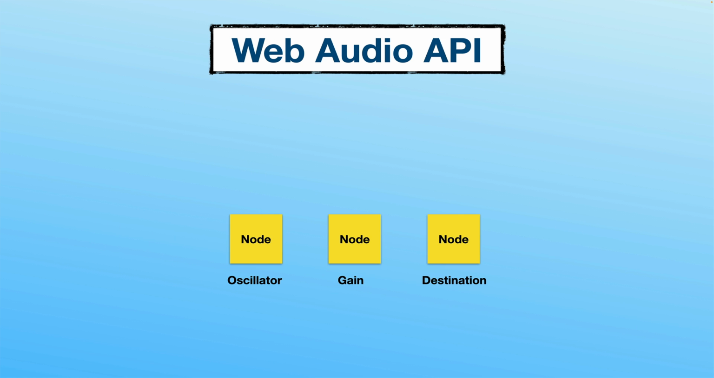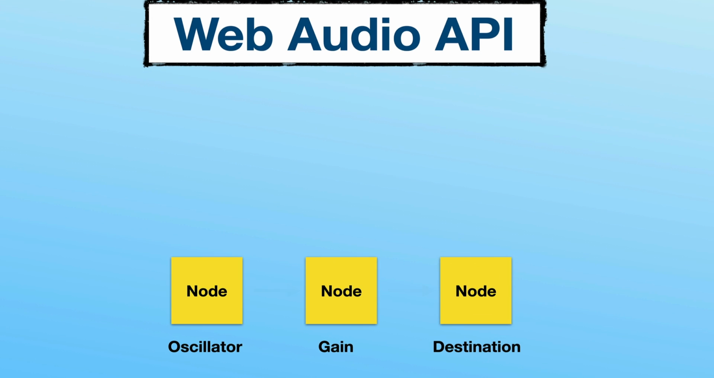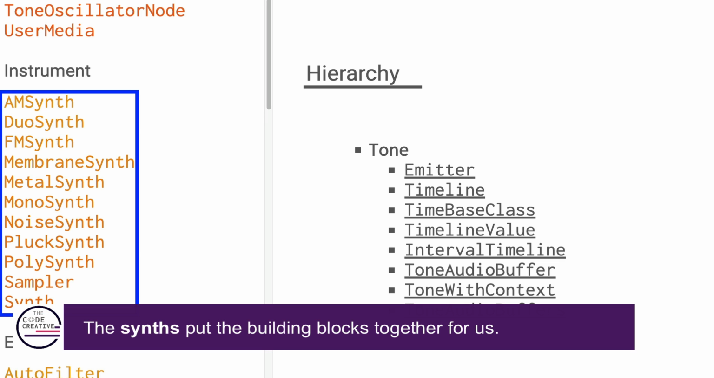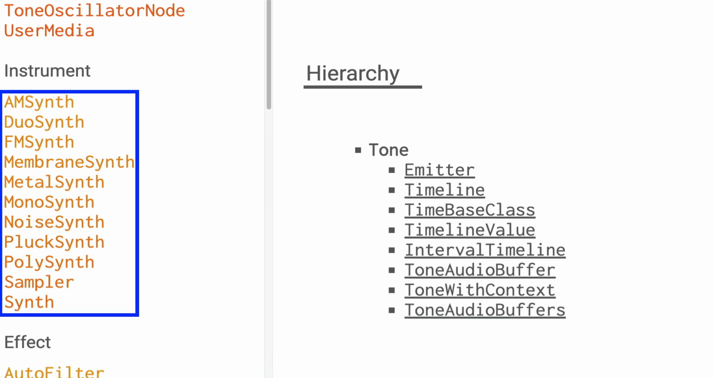Now, if you're already familiar with the underlying Web Audio API, you'll know that you can build up these synths by individually piecing all of the separate building blocks together, one by one. With Tone.js, however, the synthesizers assemble these building blocks together for us, which makes it a lot easier to start getting usable sounds right away.